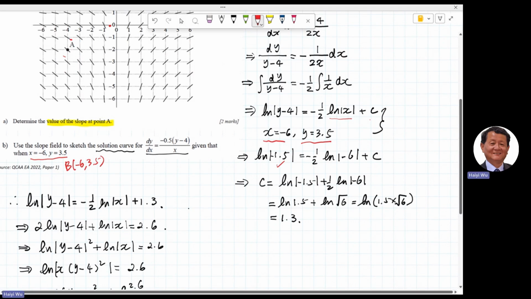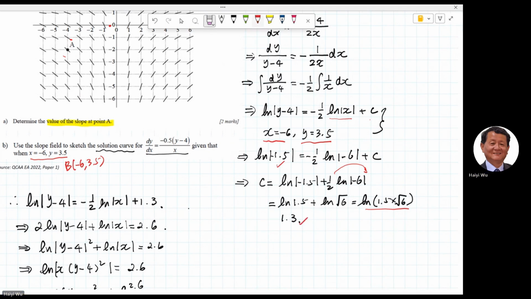So I'm going to find that: the half goes to the top and becomes the square root of 6. The absolute value of -6 is positive, so the answer using the log notation is 1.5 times the square root of 6. So the answer is 1.3. That's approximate. So therefore, this c is approximately 1.3.